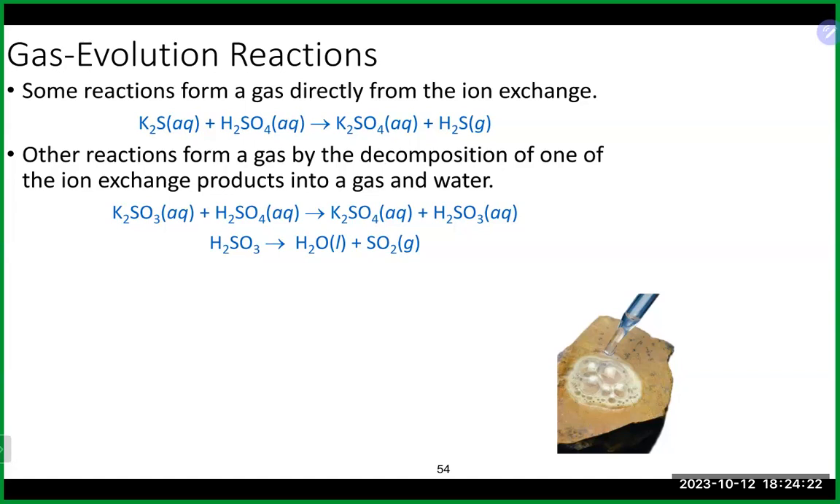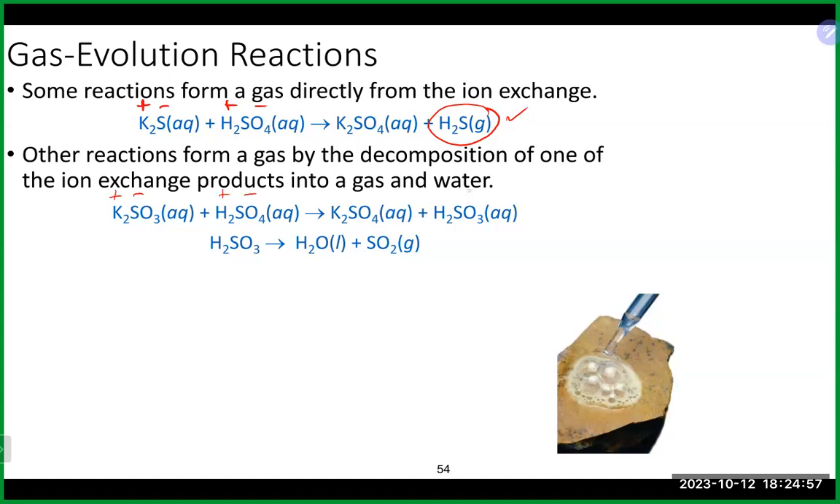So, for example, here, if we take some potassium sulfide and react it with some sulfuric acid, again, it's a double displacement reaction happening here. We will directly make, as a result of that double displacement, a little hydrogen sulfide gas, which nobody wants to smell. And that is a direct gas that has been made as a result of the two ions basically swapping partners.